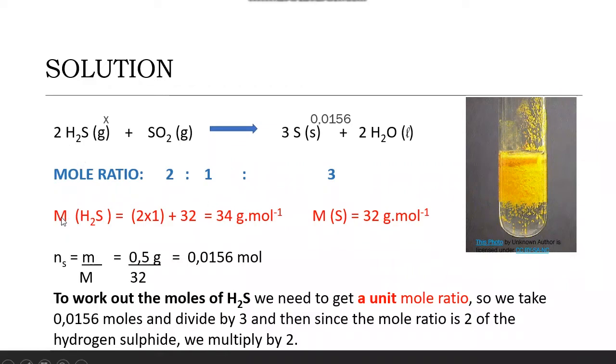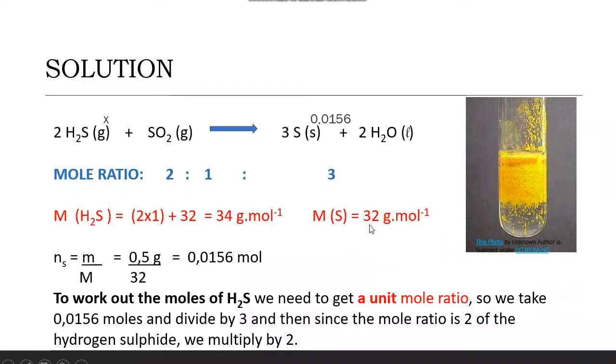And then we calculate the big M value, right? From the periodic table, we look at molar mass and work it out for the two things that we're looking at. The molar mass of the hydrogen sulfide gas is 2 times 1 for the hydrogen and 32 for sulfur. You total it together and we get 34 grams per mole of hydrogen sulfide. That's the big M. The sulfur's molar mass is 32 grams per mole.